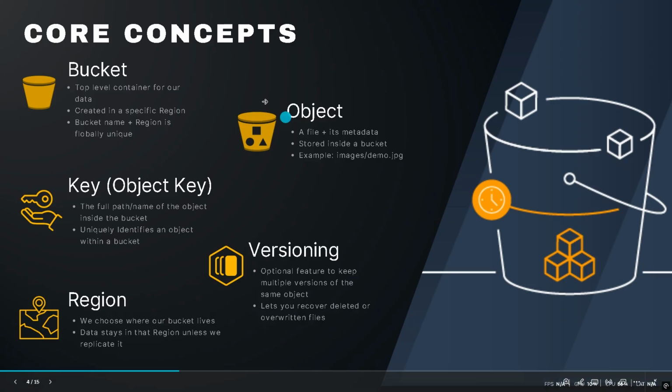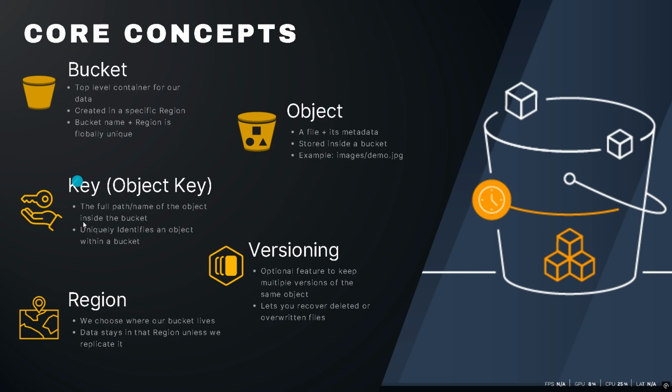And coming to the core concepts, we have the bucket. These are not just core, they're fundamental concepts, I would say: bucket, object, key, versioning, and region. Bucket is basically the container itself where you store everything. Once you enable the S3 service, you are given permission to create buckets and store the data. You create each bucket, meaning each container, and in that particular container, you store all the data.